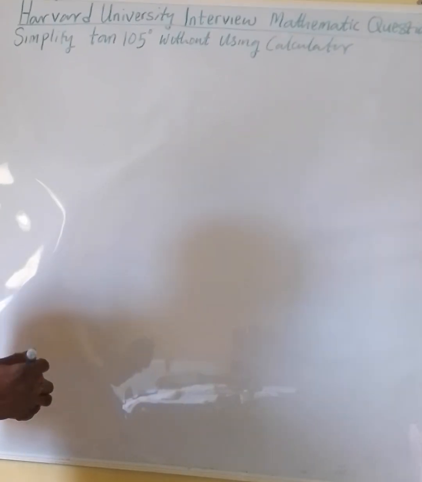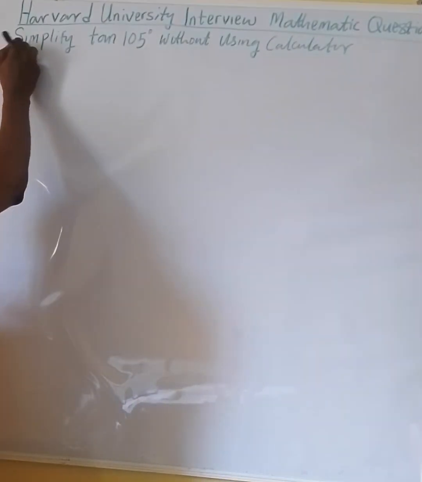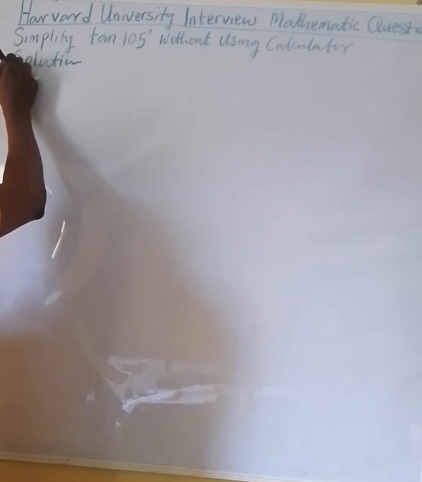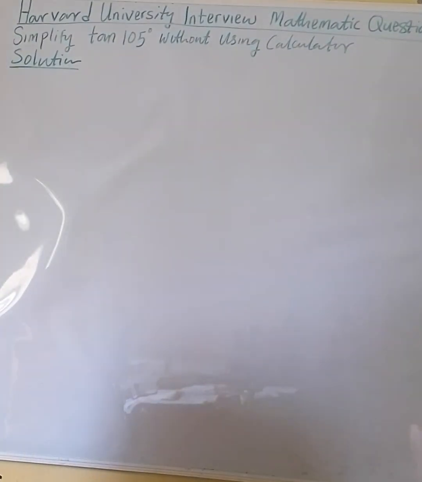Morning class. This morning we are going to solve a Harvard University interview mathematics question. The question says: simplify tan 105 degrees without using a calculator. That's what the question says. So now, solution. This question is under trigonometric ratios.